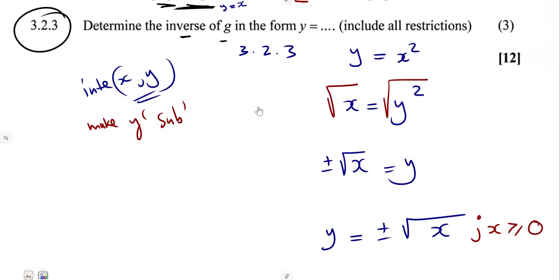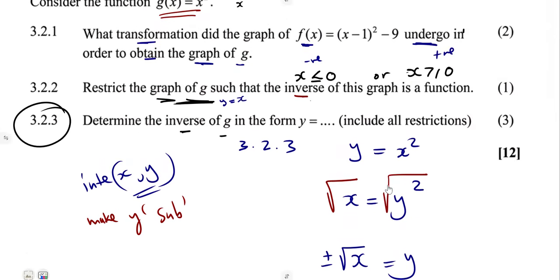But here, it is not a restriction for it to be a function. It will just remain as a normal graph, as a relation, not as a function. Because y equals the square root of x, guys, is going to be something like this. So it won't be a function because of the vertical line test. But that is not about our question. 3.23 is about finding the inverse, include all restrictions. Now the x value cannot be a negative value. All right, so that is how you answer these questions for 12 marks.